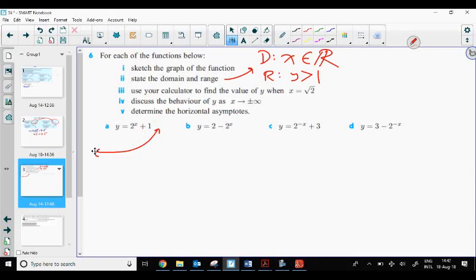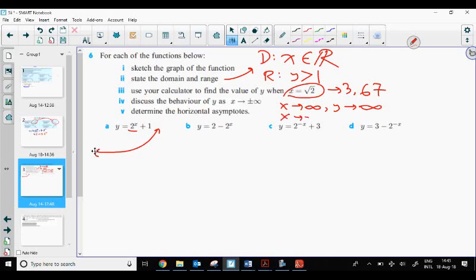I don't know, this is totally arbitrary. It wants to know what happens when x is equal to the square root of 2. So if you grab a calculator, you're going to get 3.67 in this case. As I said, totally arbitrary number, not of any interest whatsoever. Discuss the behavior of y as x goes towards positive infinity, negative infinity. As x goes towards positive infinity, y is also going to go towards positive infinity. Clearly, as x gets really, really big, 2 to the power of x gets super, super big as well.